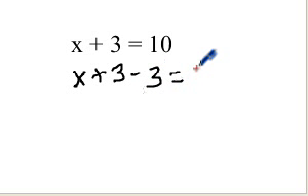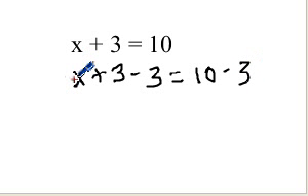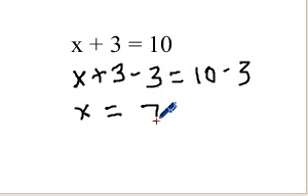Now to balance the equation, we need to do exactly the same to the other. Notice how I write down the whole equation one more time. Now I can simplify the equation by having our x, and I know that plus 3 minus 3 is going to be 0, so I'm not even going to write that down. And 10 minus 3 is going to be 7. So our value for x is 7.